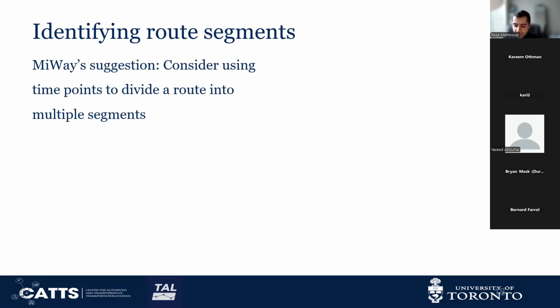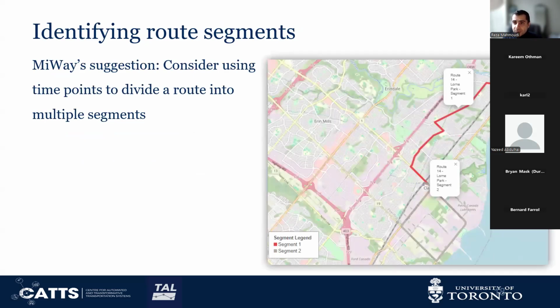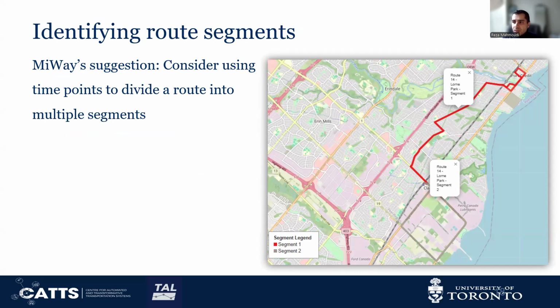In order to divide the transit routes into multiple segments, MyWay suggested we use time points. Basically, time points are those stops where we have enough space. In most cases, we have enough space to park a bus without causing major traffic in the surrounding area. So we use major time points to divide each transit route into 3 major segments in our network.